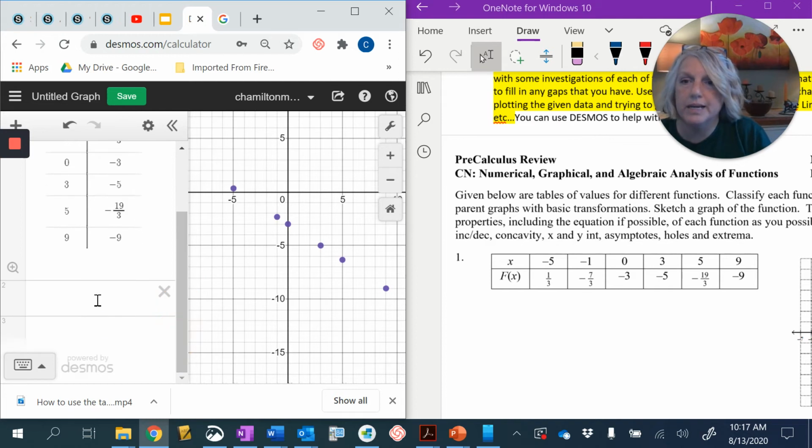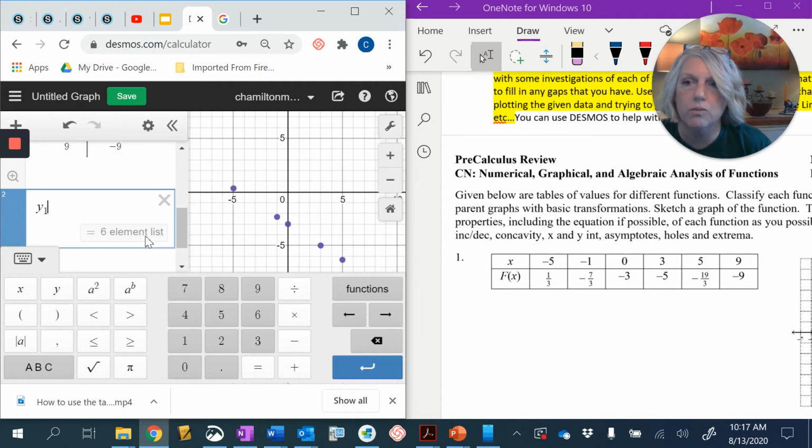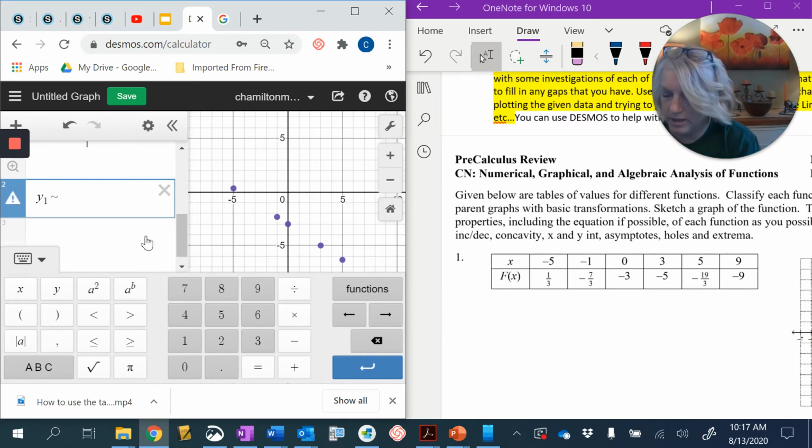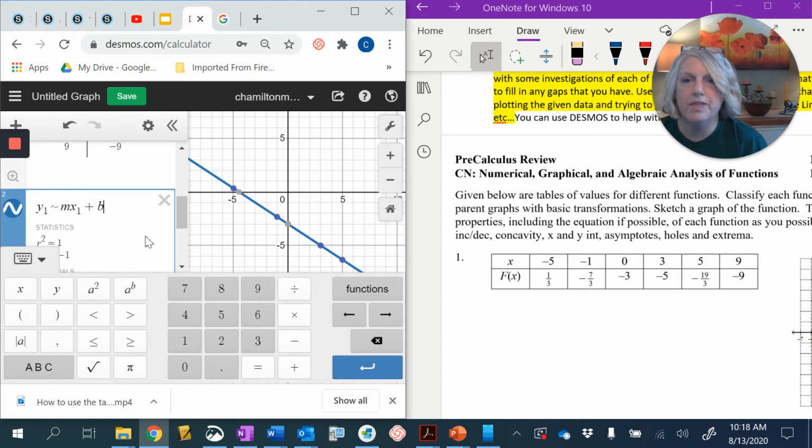So I could come up with an equation for that. Or I could simply come down here, because a lot of the point of this is learning and working with our technology that we have as well to help investigate these things. I might decide to take my y1 and I'm just going to type y and then a 1 and it automatically goes to that. I'm going to use the tilde, which is up above the tab key. It's over where the numbers are. And then I'm just going to type in, I want this to be a line. So mx1 plus b.